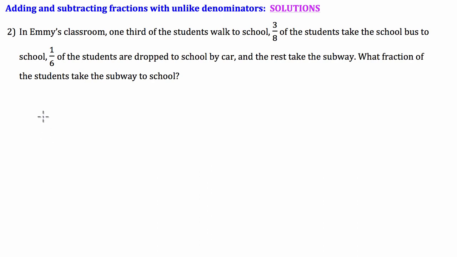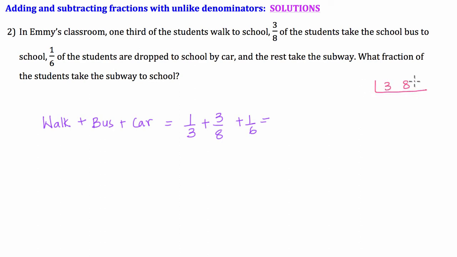So if we figure out walk plus bus plus car, and we know that 1/3 of the students walk to school, 3/8 of the students take the bus to school, and 1/6 of the students are dropped by car. So how do we add this up? Let's figure out the LCM of 3, 8, and 6.